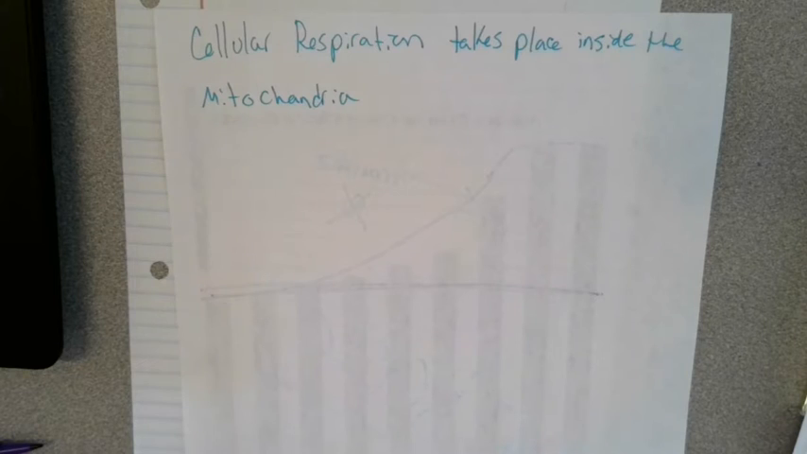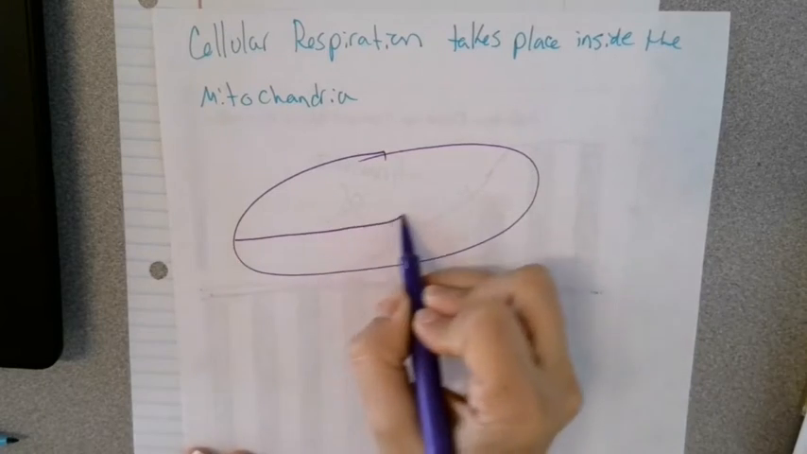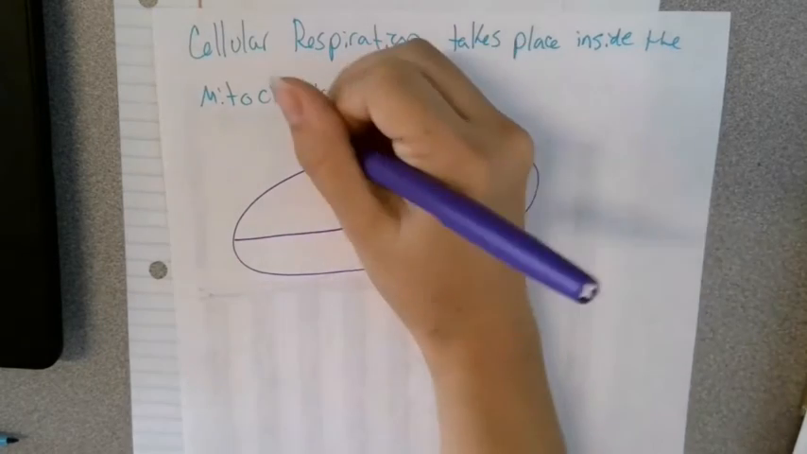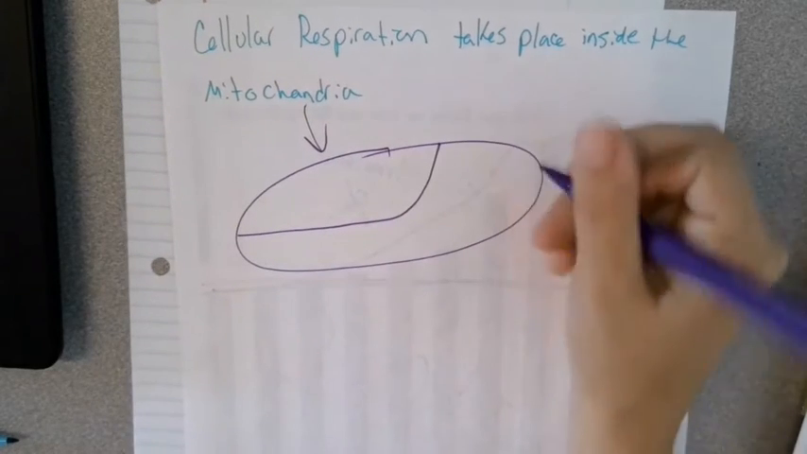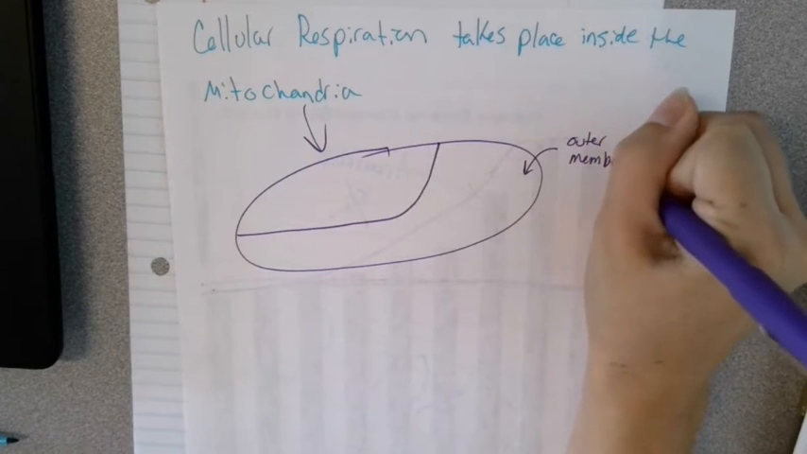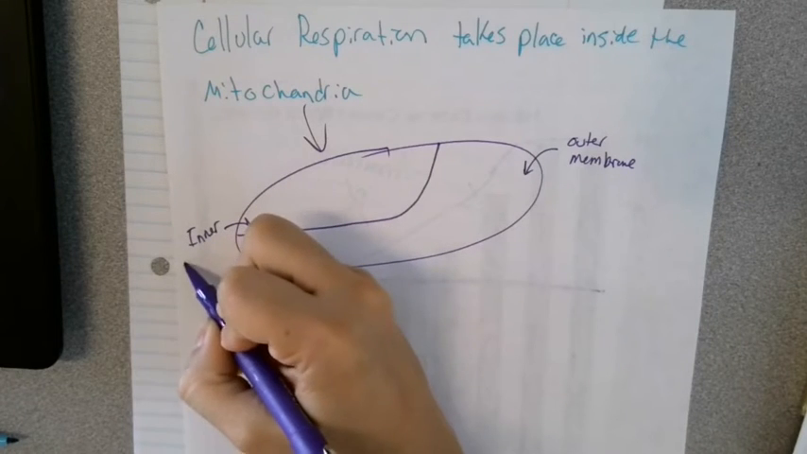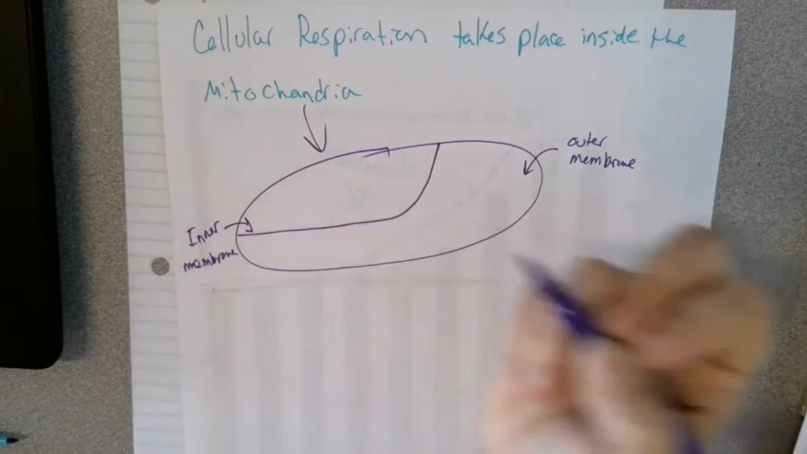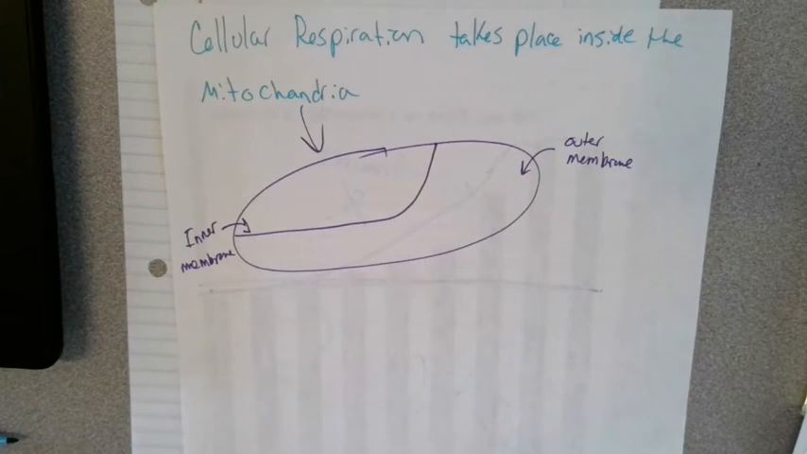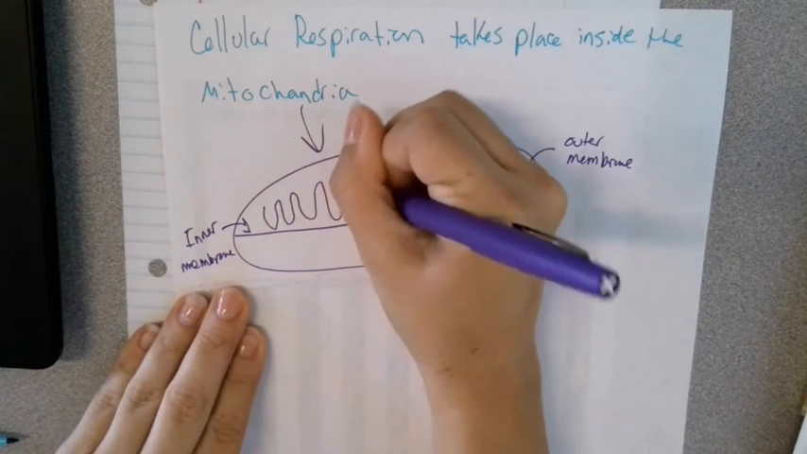So let's look at that mitochondria a little bit closer. I am not a very good artist, so I do apologize for the crude drawing. This is going to be our mitochondria. There will be an outer membrane, and there will be an inner membrane. I'm only going to draw what is necessary. I'm not going to draw every little bit.